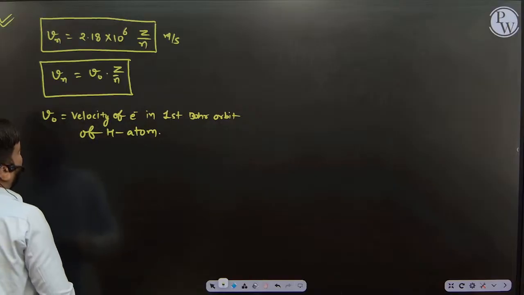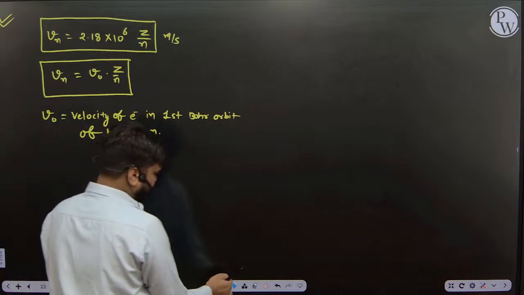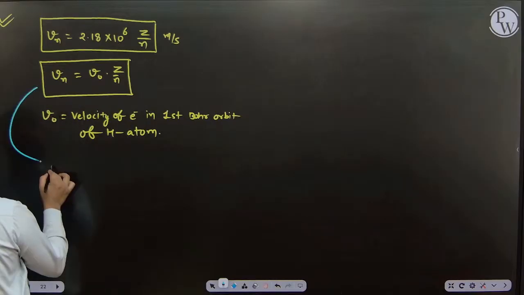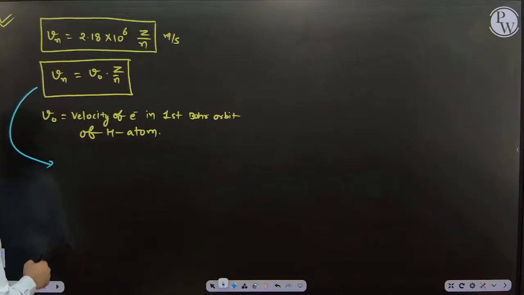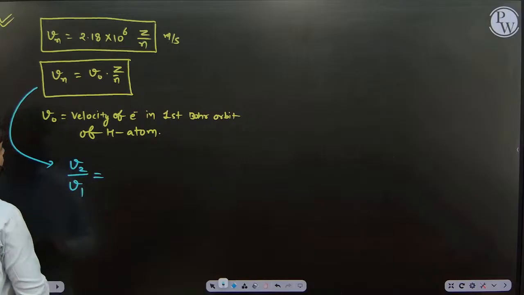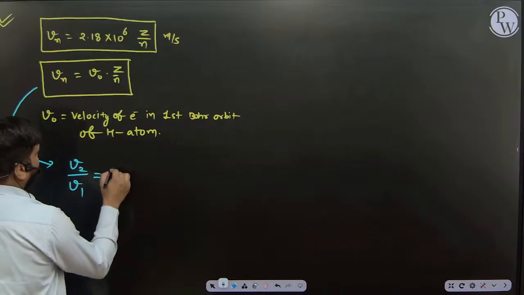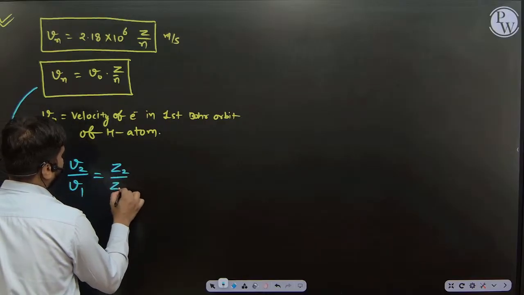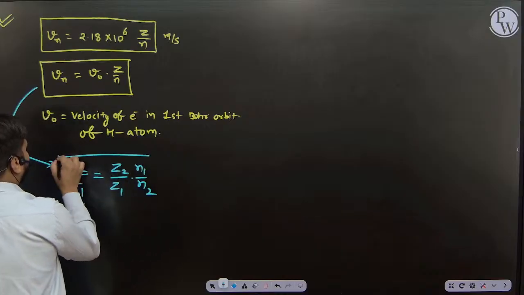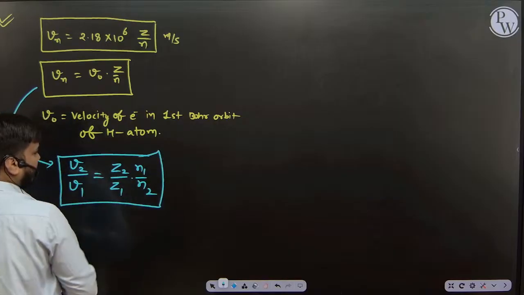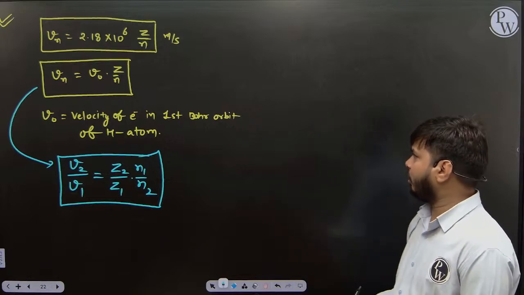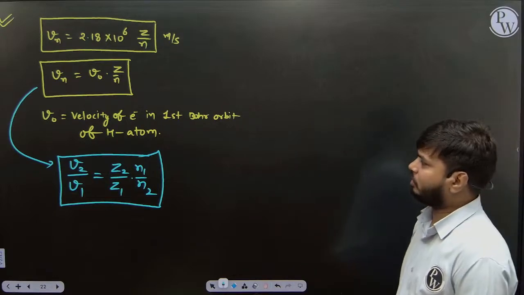Now let's talk about the next thing. From this particular formula we can also write V2 by V1. V2 by V1 will be equal to Z2 by Z1 multiplied with N1 by N2. So this formula also can be used to calculate things. So this is about the velocity part.